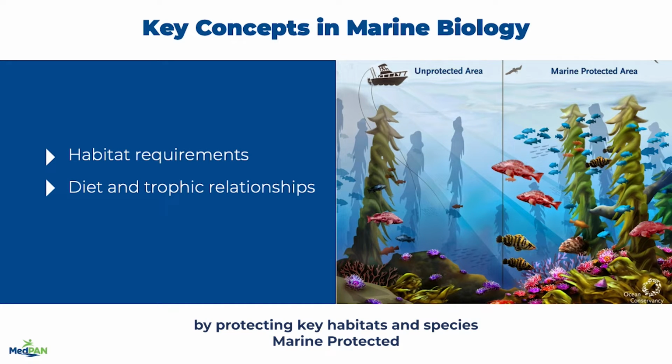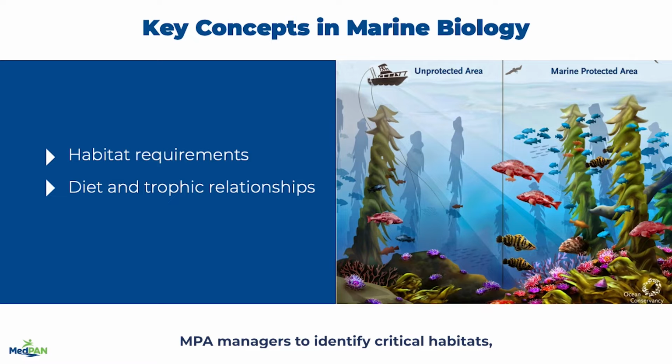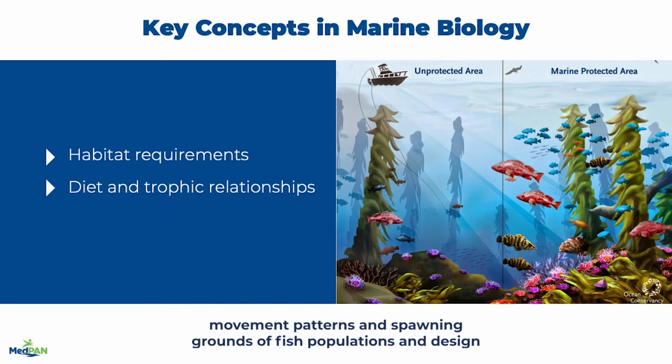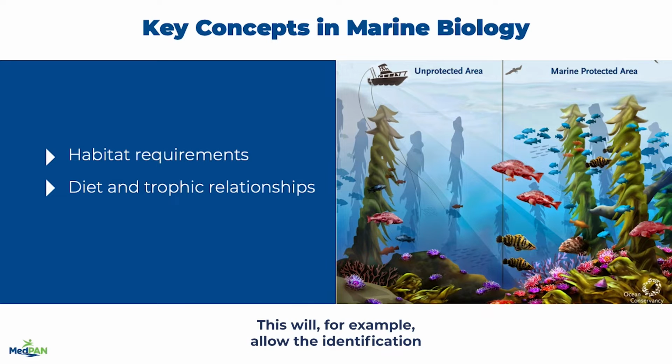By protecting key habitats and species, marine protected areas can help to maintain healthy and resilient marine ecosystems and support sustainable fisheries. Understanding the biology and life cycles of marine species enables MPA managers to identify critical habitats, movement patterns, and spawning grounds of fish populations and design effective management strategies to protect these populations and their habitats. This will, for example, allow the identification of fishing seasons, gear types, and fishing techniques that minimize the impact of fishing on vulnerable fish species.